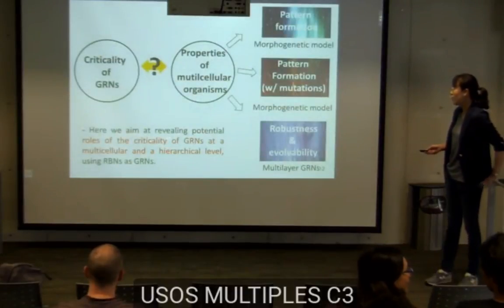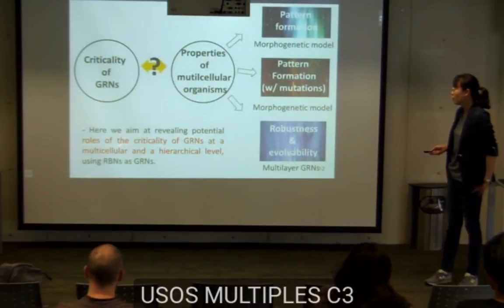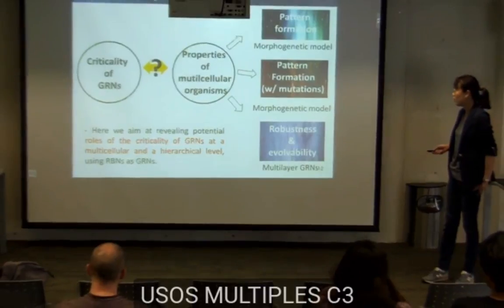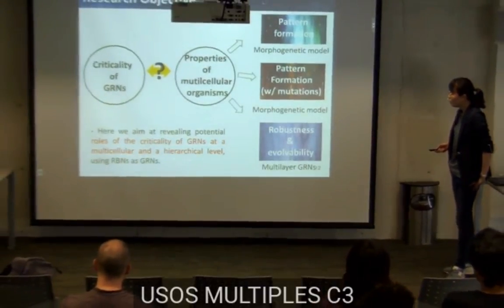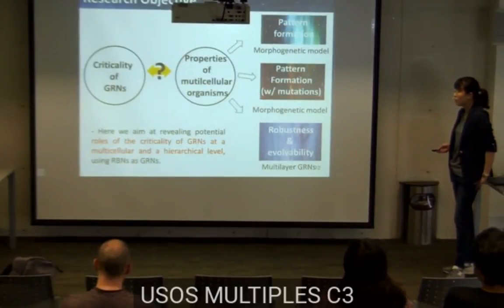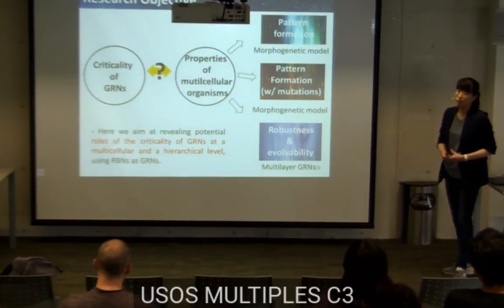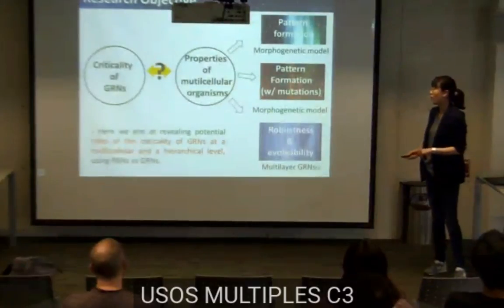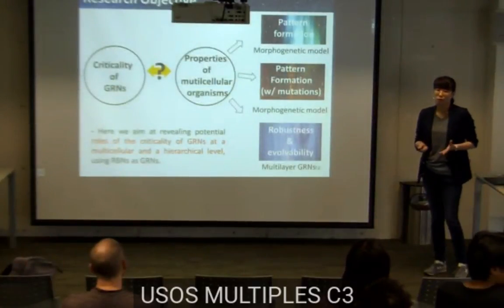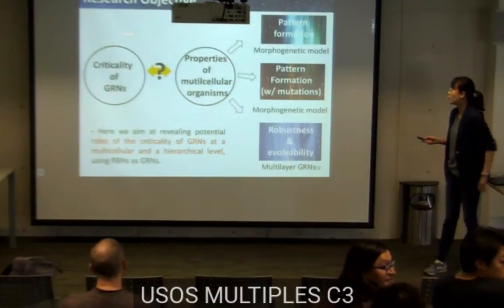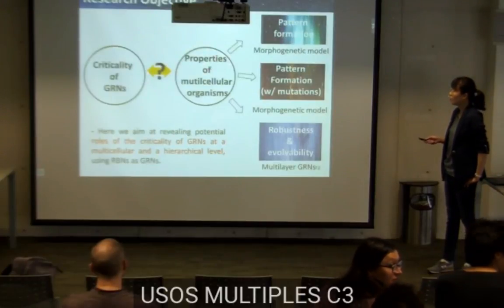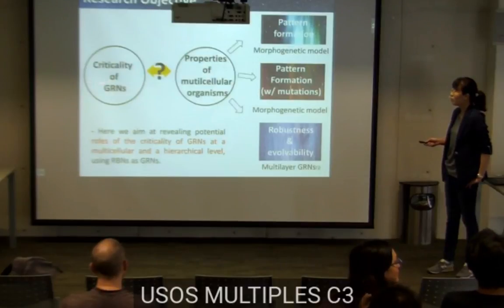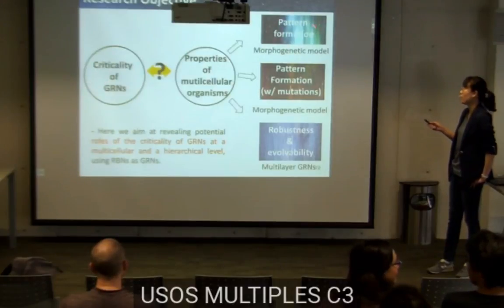So we aim at revealing potential roles of the criticality of gene regulatory networks at a multicellular level and a hierarchical level using random Boolean networks as gene regulatory networks. Specifically, we perform 3 studies. Firstly, we investigate how the criticality of gene regulatory networks affects the pattern formation.